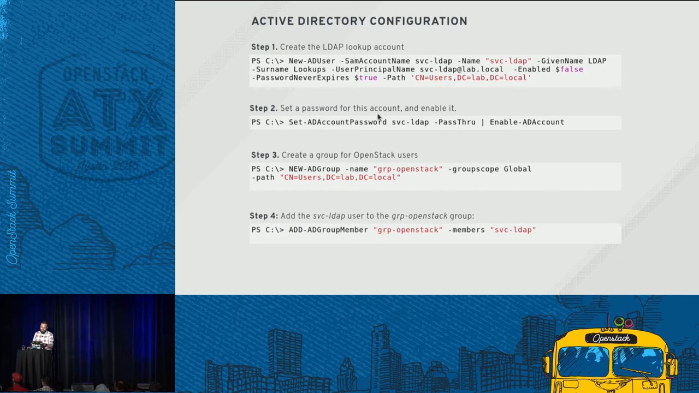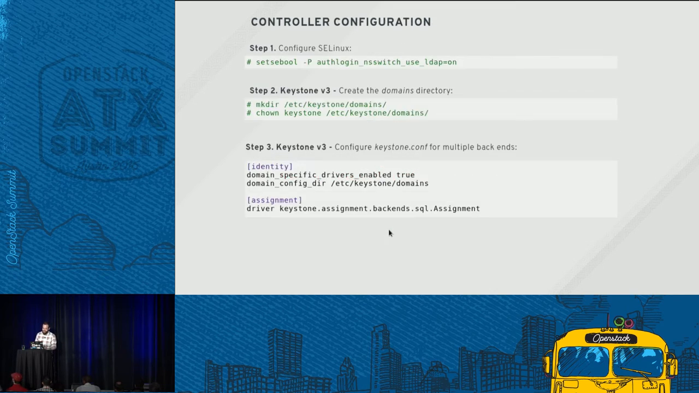You create it, set a password for it, enable it, and then you would create a new group called grp-openstack. And that group is going to be the group where all the users that need access to the OpenStack environment need to be members. So create the group, then add the user that you just created into that group, and that'll be all they have to do, except for a little bit later, and then for the ongoing BAU of continuously adding more users to that group and removing them according to your business practices.